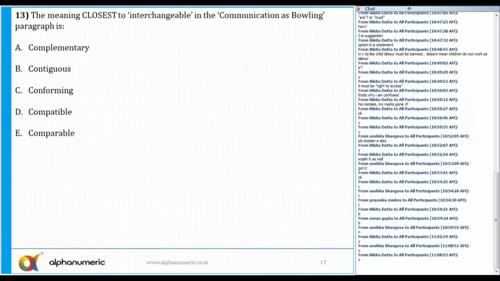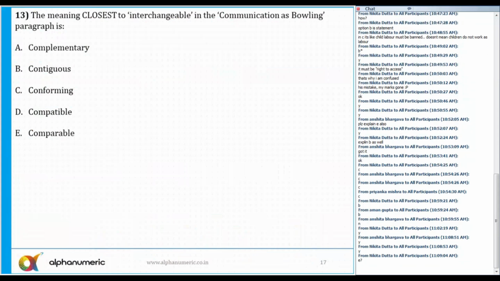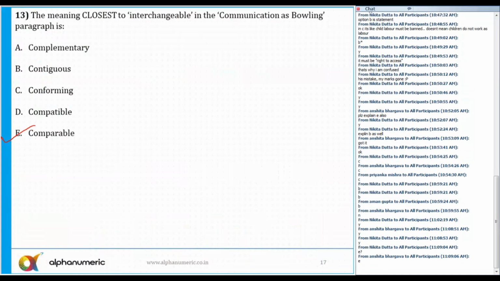Based on this, he's asking you question number 13. The meaning closest to interchangeable in the communication as bowling paragraph is comparable, yes. They have to be the same. All of them have to be the same. So communication as bowling is suitable only when your audience is the same. Everybody is the same. Pick anyone and make them stand, they will all understand the same thing.